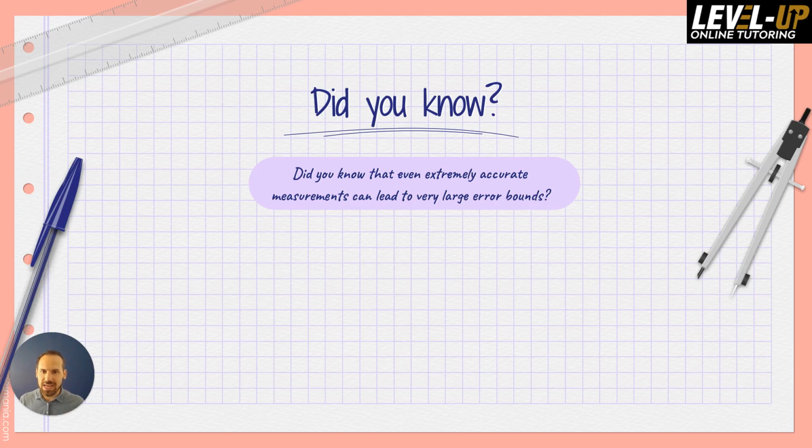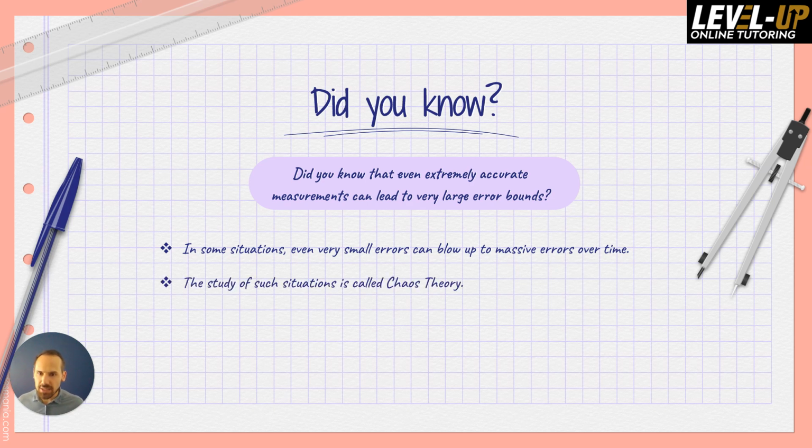Did you know that extremely accurate measurements can sometimes still lead to very large error bounds, certainly over time? In some situations, very small errors can blow up to massive errors over time. And this is an example of something known as chaos theory. If you decide to go on to do mathematics or physics at a higher level, like university level, you'll probably encounter chaos theory. Quite a challenging subject, to be honest.